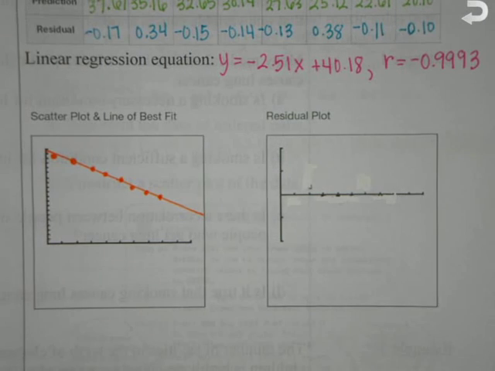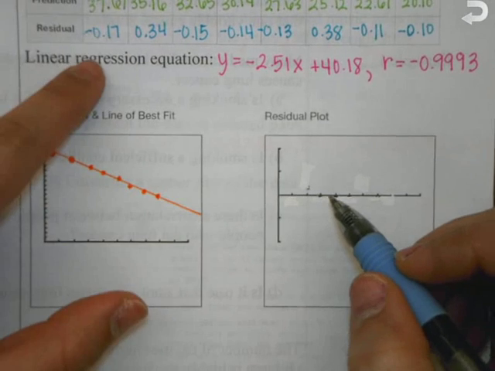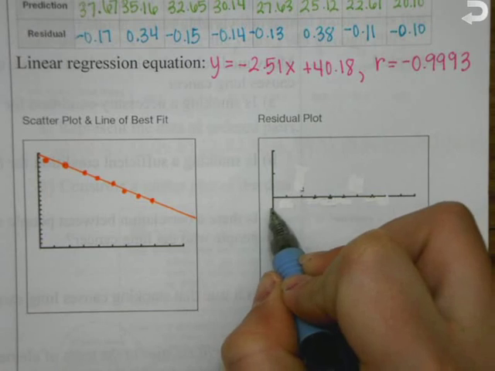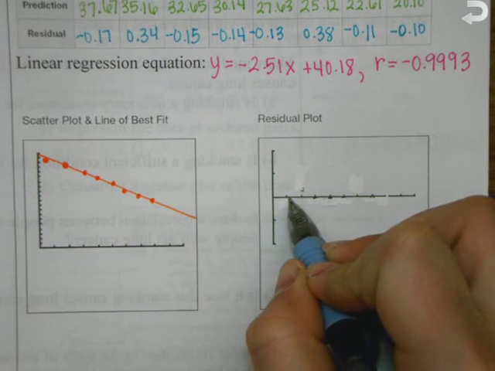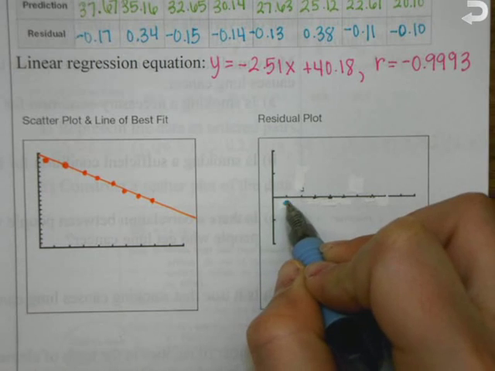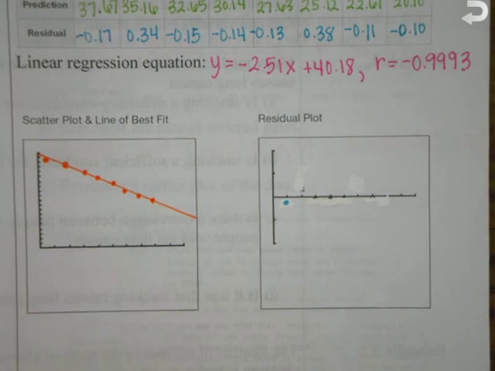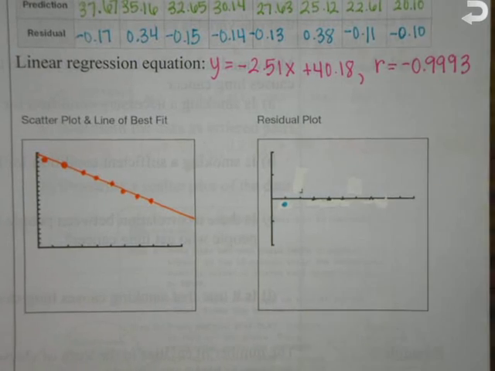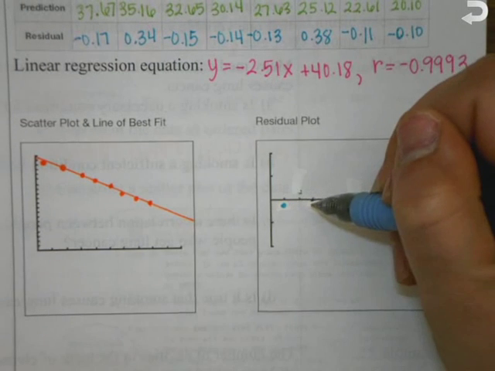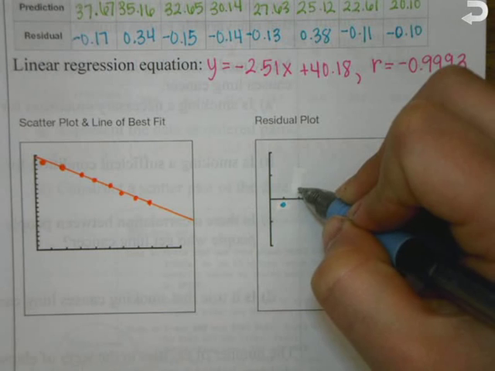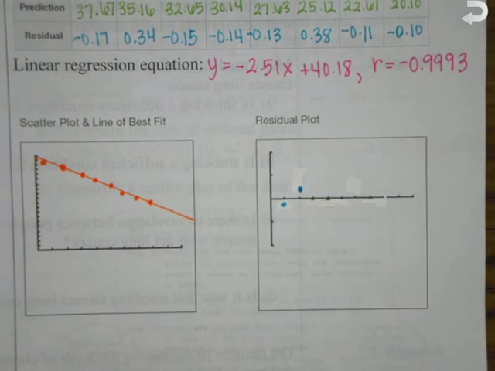Okay, guys, so let's plot this. Our first one is 1 and negative 0.17. So remember, this is a negative 1, so halfway would be negative 0.5. So 0.17 is not that far down from the x-axis. So it's going to be somewhere right there. Our next value is 2 and positive 0.34. 0.34 is still in between 1/2 and 1, but it's going to be a little bit higher, so somewhere about right there.